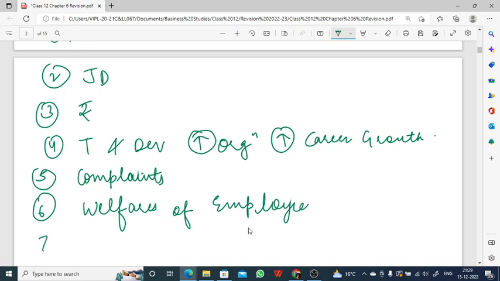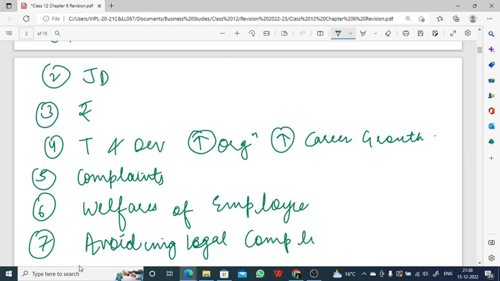And in case there are any legalities, as in the purview of lawsuits, let's say there is an employee who is filing a case against the company. You don't want that happening. You do not want to get into legal complications. So another function that HRM needs to take care of is avoiding legal complications. Okay, so these are few things.